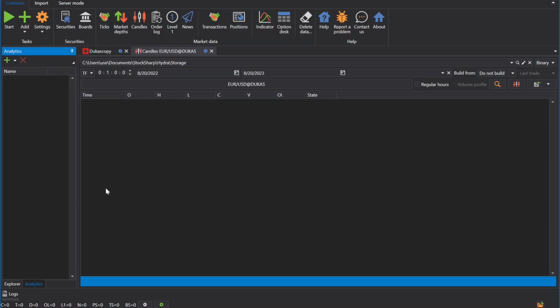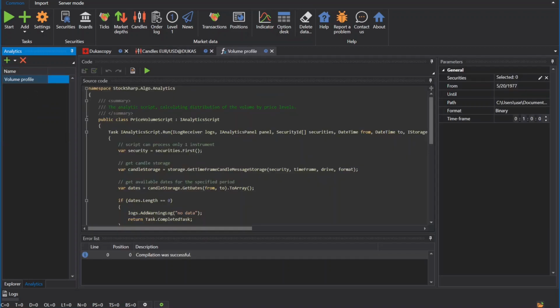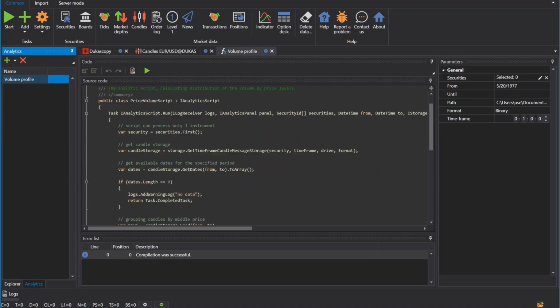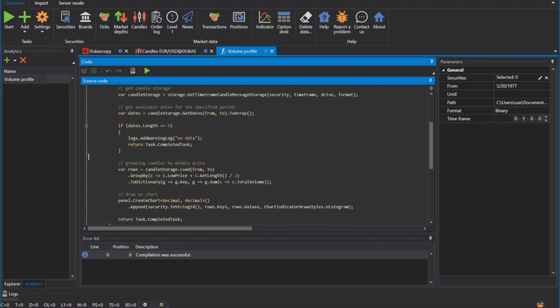However, today we will introduce you to the next analytics template, which we've designed to help users understand how to use Hydra Analytics. So, today, we'll focus on the volume profile. Pretty cool, right? This analytics script can display groups, specifically grouped by the middle price. It gathers data from all the candles within a specified data range and presents the volume in a meaningful way.